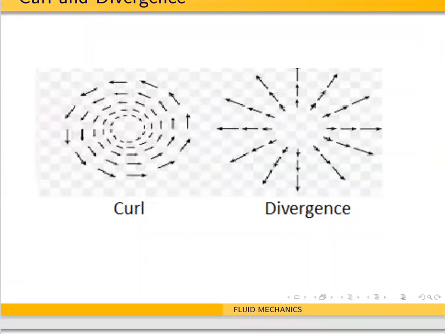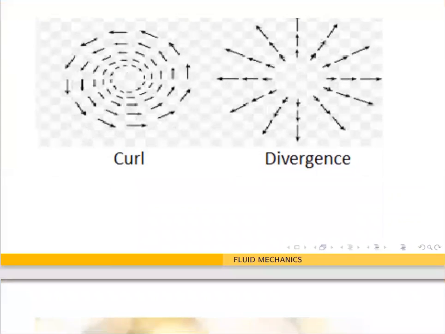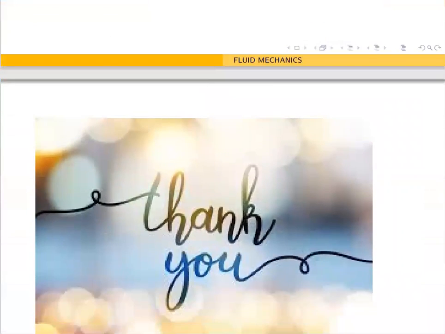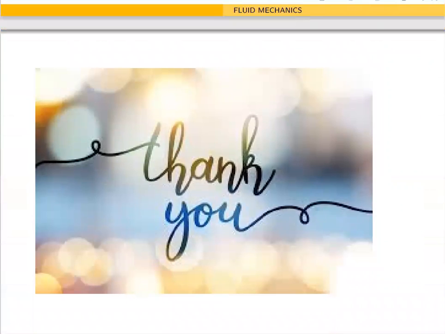See, curl represents the spin or the rotation, and the divergence is the extent of that vector field to expand or to diverge. Okay, so these are the basics required to study fluid mechanics. So we shall stop today, and in the next class let us learn some more basics of fluid mechanics. Thank you.